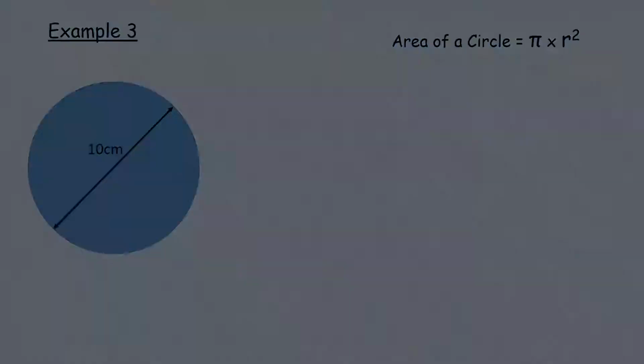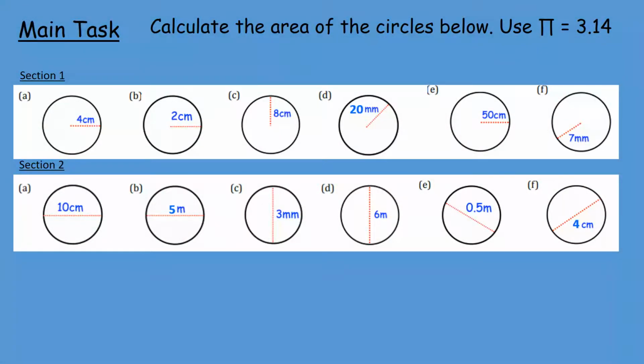So main task now, we've got 12 circles here to find the area of all of them. Ignore this here at the top that says to use 3.14. That's when we're not using a calculator, but we're using calculators today. So answers to 2 decimal places. So while you're working on those, you can pause and we'll come back and mark our own.